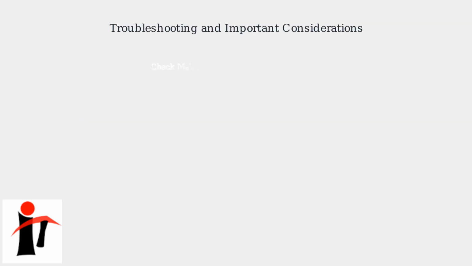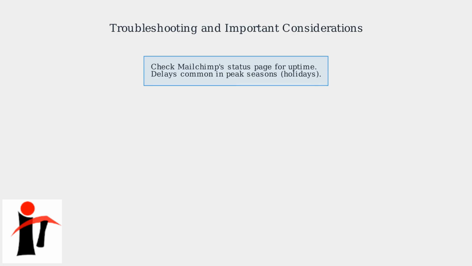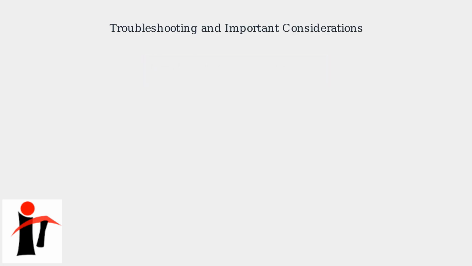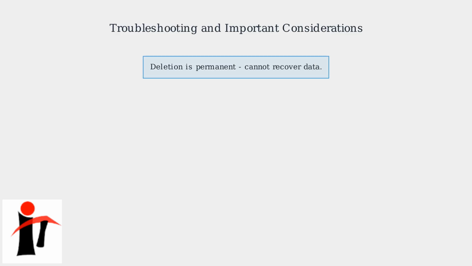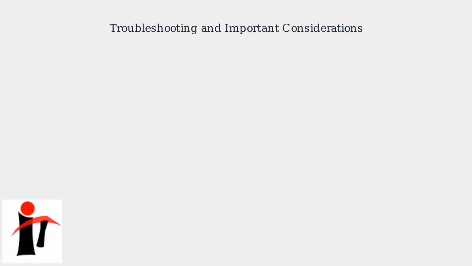If you encounter delays or issues during the account deletion process, check Mailchimp's status page for uptime information. Delays can occur during peak seasons like holidays when support ticket volumes increase. Remember, account deletion is permanent and irreversible. Once completed, you cannot recover your data, lists, or campaign history.